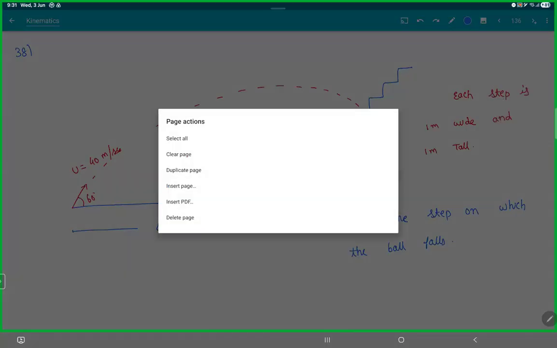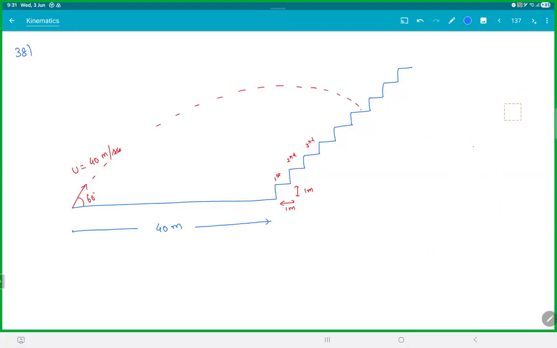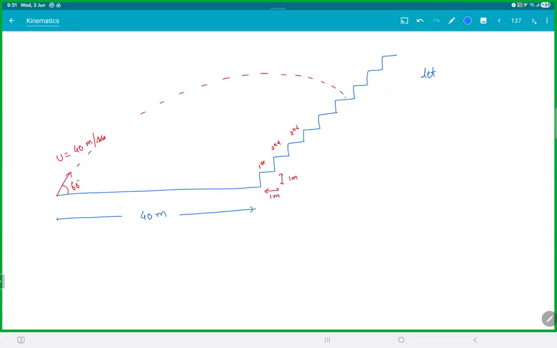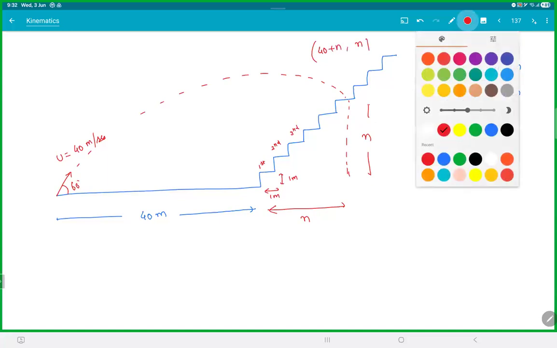So what is the idea here? We don't know which step it is going to fall on, so we'll say let the ball fall on the nth step. Like I said, whenever they say it is falling there, indirectly they're giving you the coordinates. If you fall on the nth step, that means horizontally you traveled n meters and vertically you traveled n meters. So the coordinate of this step is (40 + n, n).